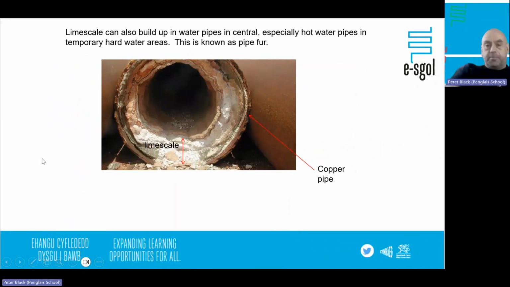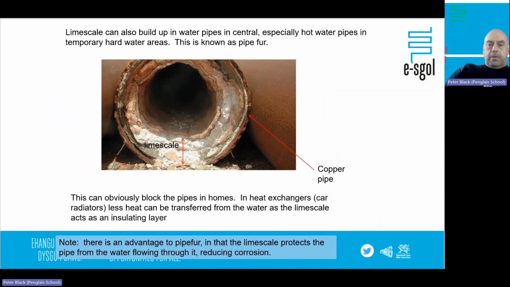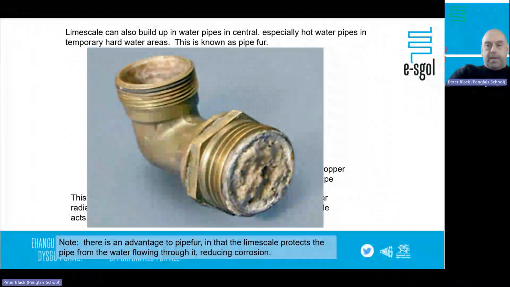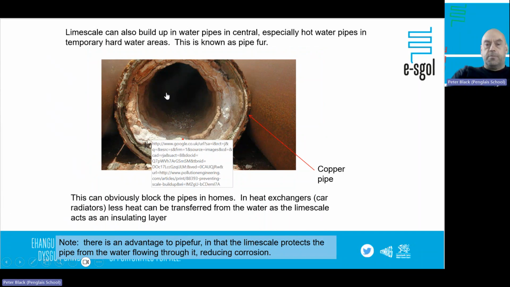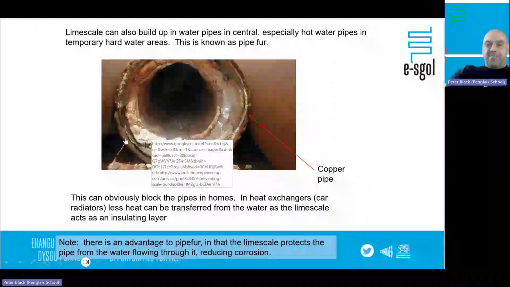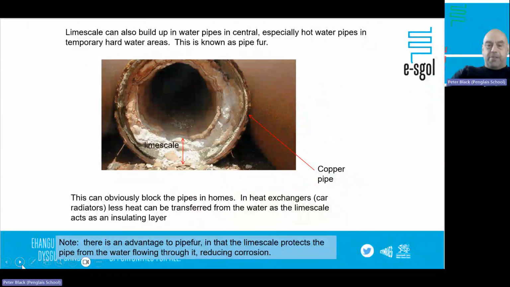Also, it can clog your pipes as well, and obviously that's going to create problems for you. This is called pipe fur. Again, it's just limescale. And you can see here a really bad example of where a pipe's been completely caked up with this pipe fur or limescale. Well, there is an advantage to this as well. Pipes do corrode, but this limescale, the pipe fur, can actually protect the metal from the water. So it does have a bit of a benefit, but not a great one.